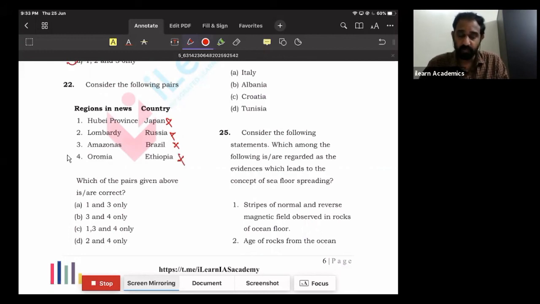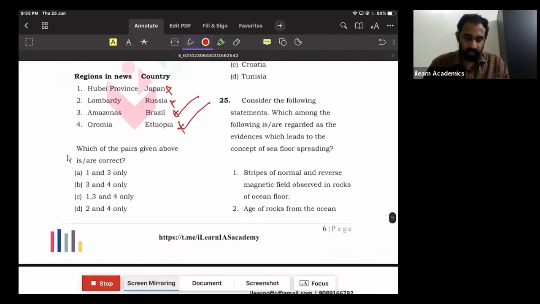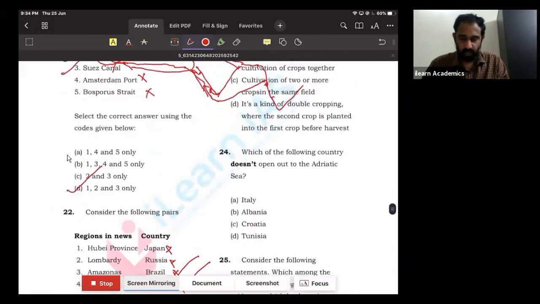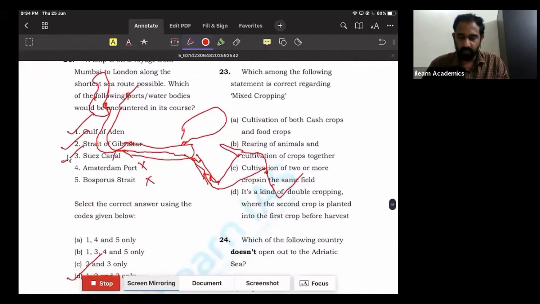Oromia, which was there in 2018 prelims, it is in Ethiopia. It is a region in Ethiopia. So Amazonas and Oromia, these two are correct statements. So the correct pairs. So the answer is B, 3 and 4 only. Now let us look at the question number 23.